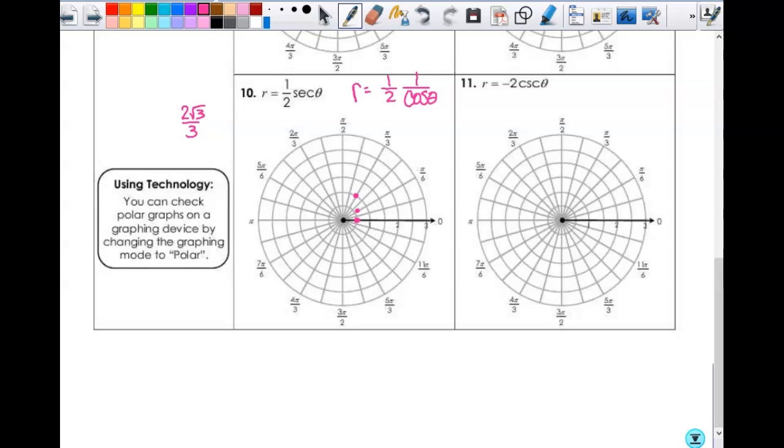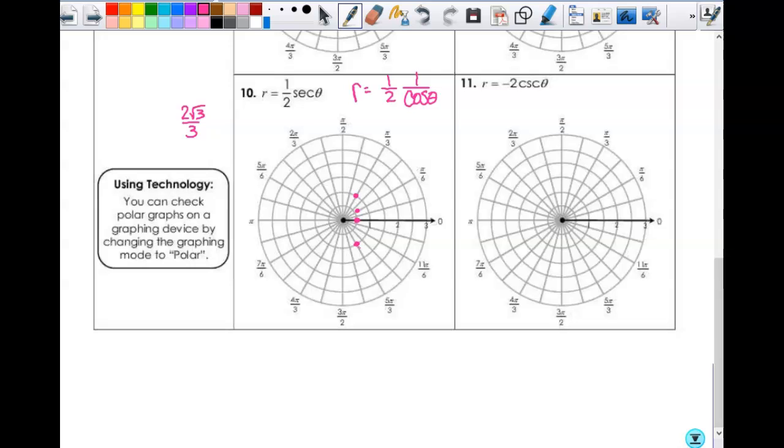What is the cosine of 2 pi thirds? Negative 1/2. So then that makes it negative 2 times 1/2, which is negative 1. So when I'm at 2 pi thirds, I go through to negative 1, which would be right here. Well, I go through to 1. I'm sorry. Since it's negative 1, I pass through and go to 1. Sorry, I said that backwards.